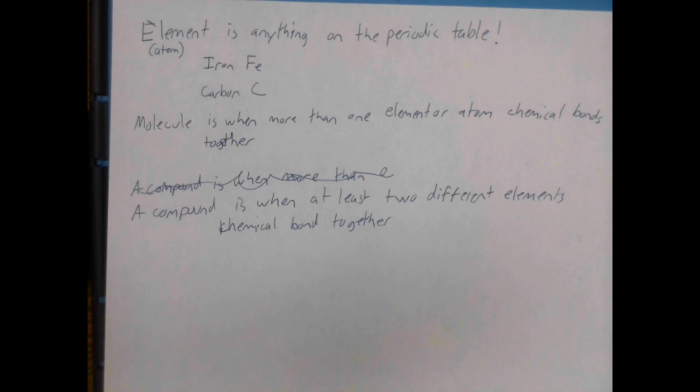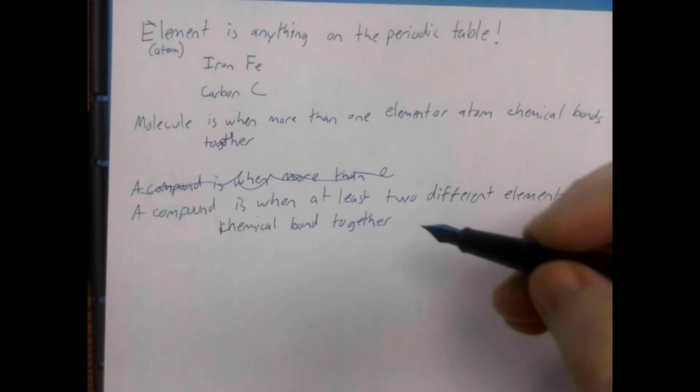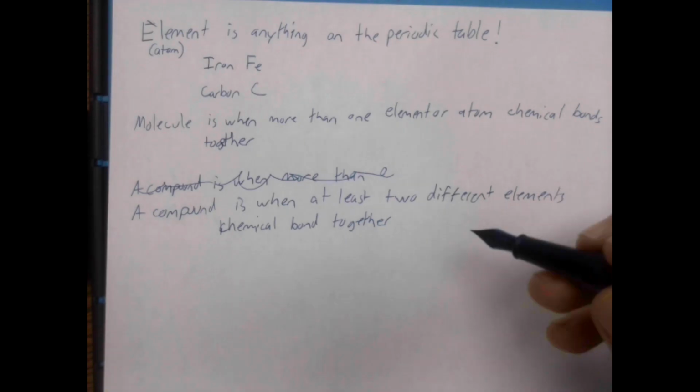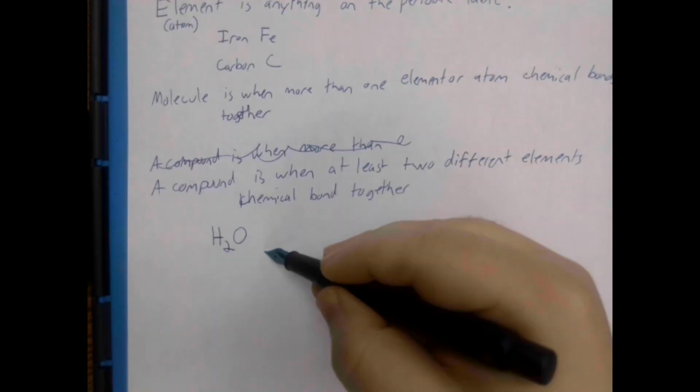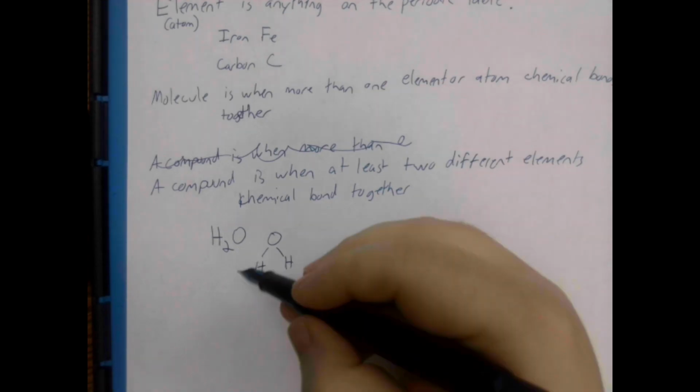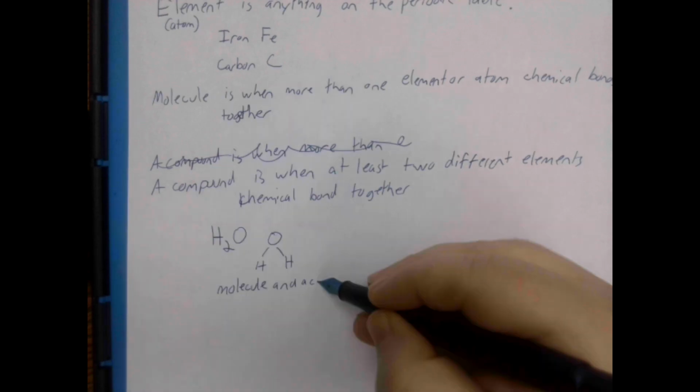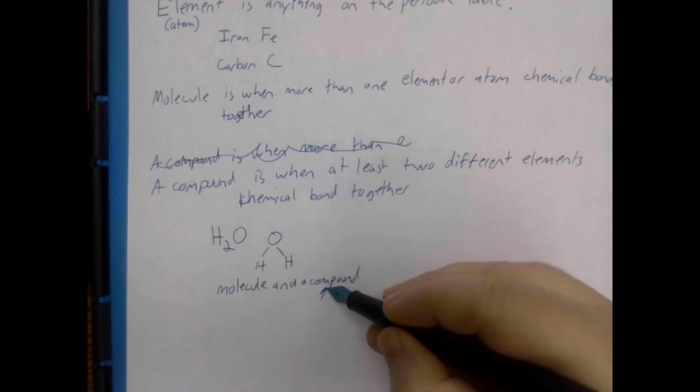So, for example, water is H2O. It is an oxygen and two hydrogen bonded together. This is a molecule and a compound. It's a compound because it has hydrogen and oxygen. It has two different elements bonded.